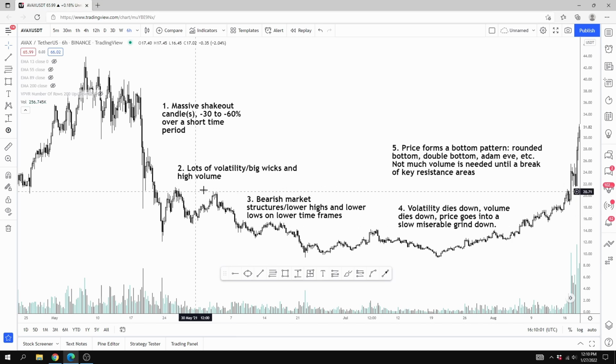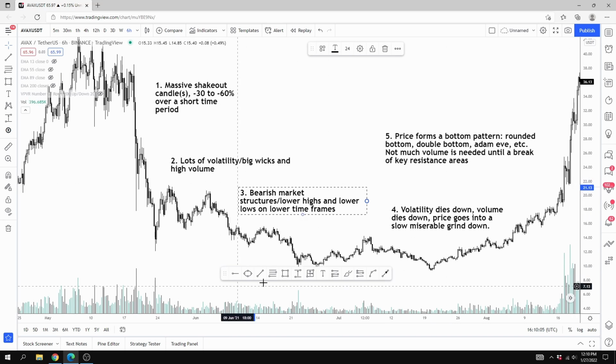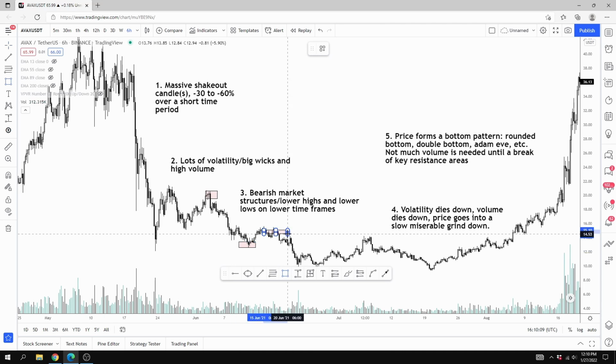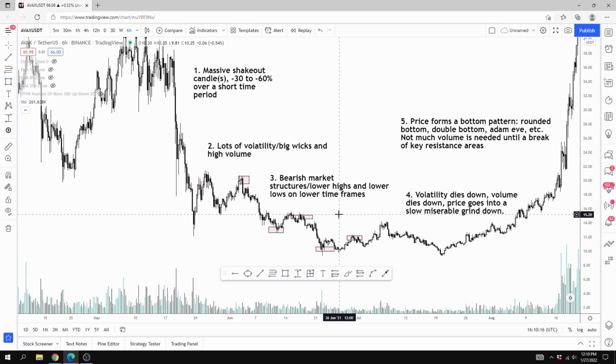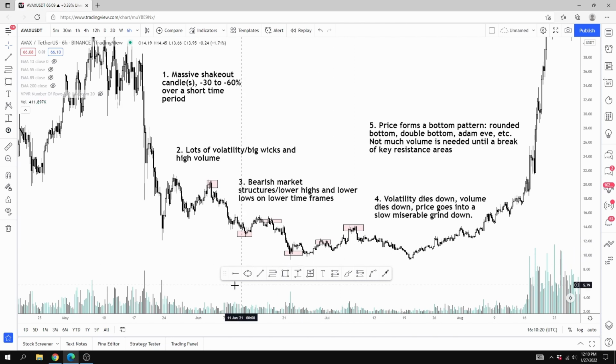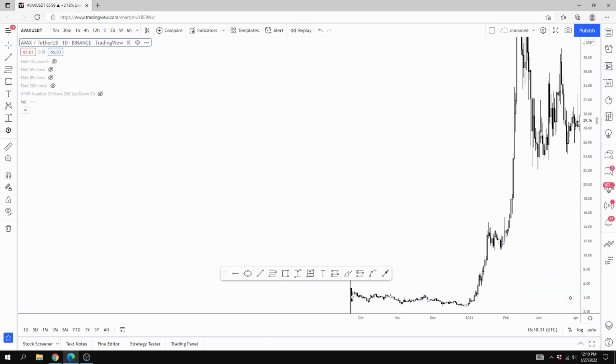Okay, so after that period, you'll see a bearish market structure on lower time frames. So this is the 6-hour. As you can see, this has lower highs and lower lows all the way across the board. Just lower, lower, lower, lower. Lower highs, lower lows. It looks bad. Step 4 is when you start to see volatility and volume really dry up. And you can see this on higher time frame charts.